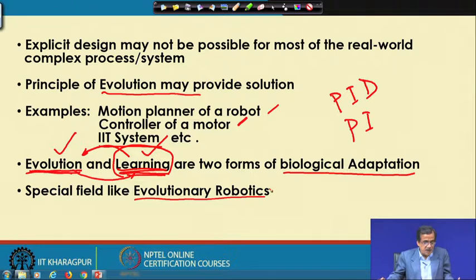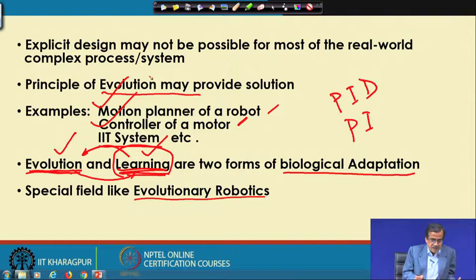Now, in this particular field, we use the principle of evolution and that of learning, and we merge them together just to evolve a suitable motion planner for the robot, or to evolve an adaptive controller for the motor used in the robot. Now, let us see how to use the genetic algorithm as an evolution tool, so that we can evolve a suitable neural network, and this neural network is going to solve some real world problem. Let us see this principle in detail.